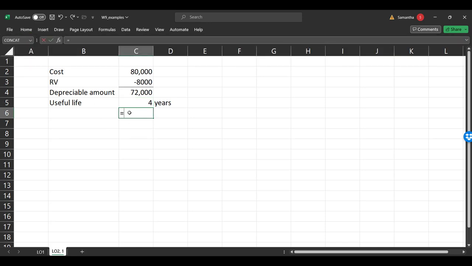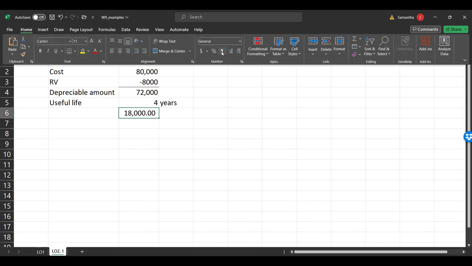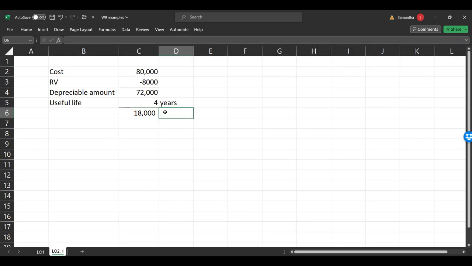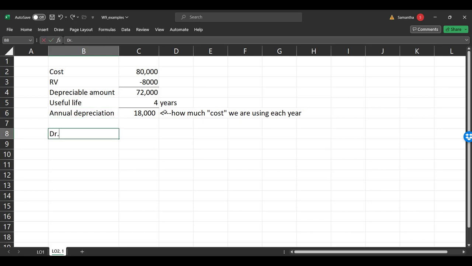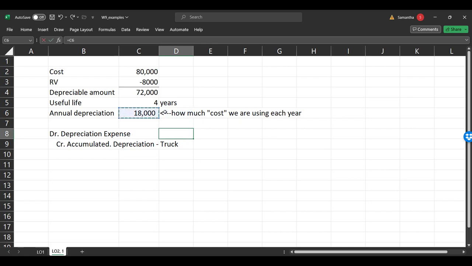So we are going to take that depreciable amount and divide it over 4 years, and each year we are going to depreciate $18,000. So effectively this is how much cost we are using each year. This is the annual depreciation amount. And for bonus points, the journal entry is going to be debit depreciation expense, and we are going to credit accumulated depreciation, truck, for this amount here.